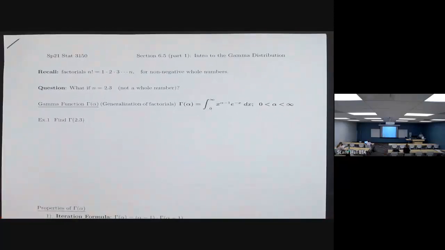Okay, break from the normal distribution. We'll learn a new distribution. You've seen the normal before. You've kind of heard of the central limit theorem before. So let's learn about something new.